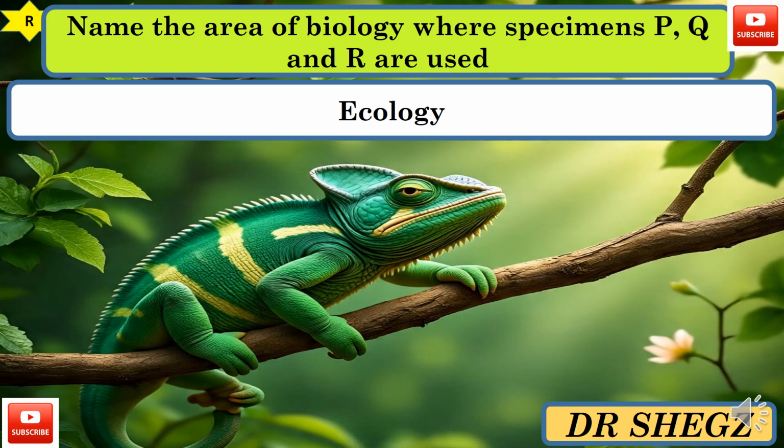Now, name the area of biology where specimens P, Q, and R are used. Yes, the thermometer, meter rule, all of these other instruments we named, and the quadrats are used in ecology. Population studies in ecology use all of these instruments that were named.